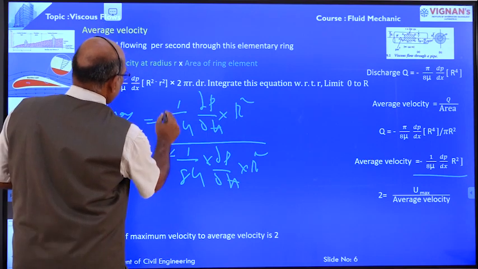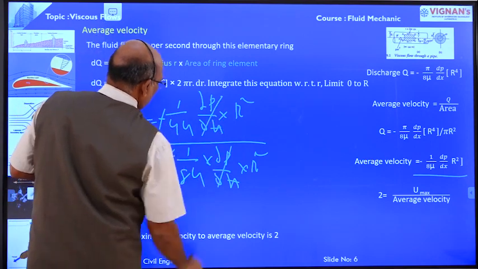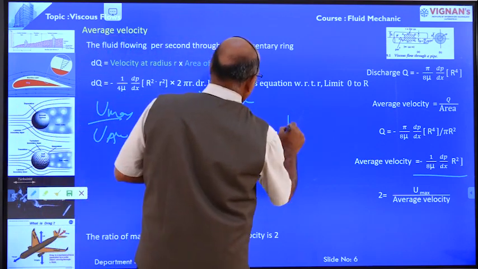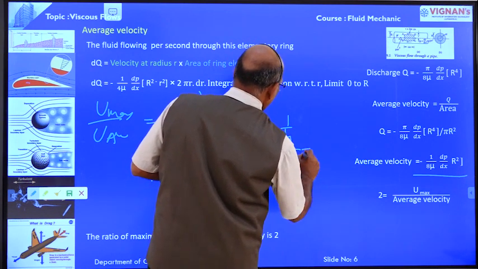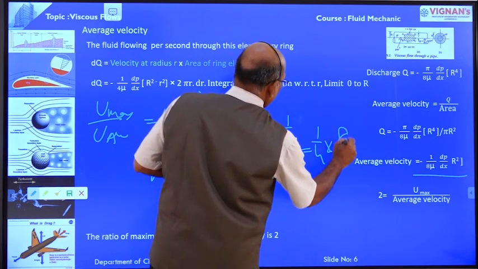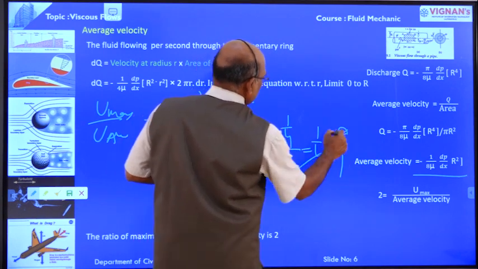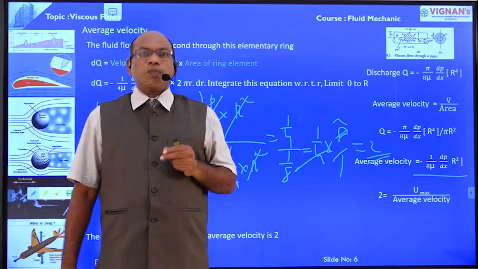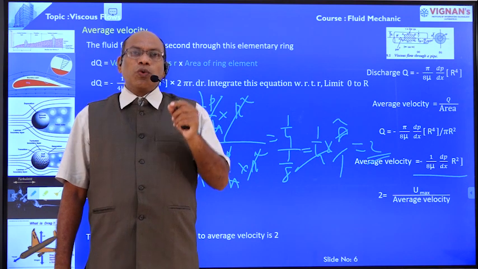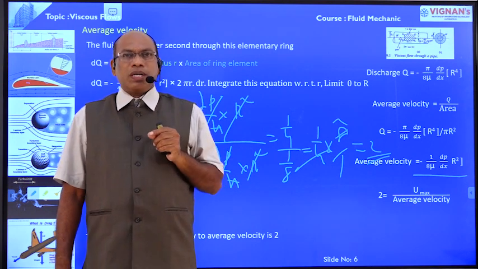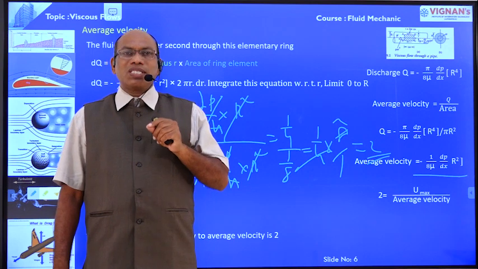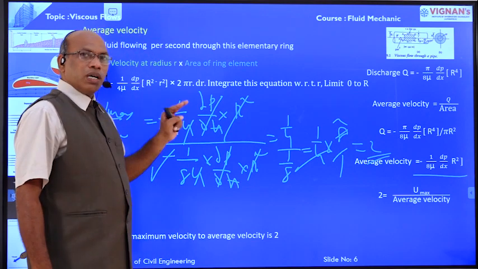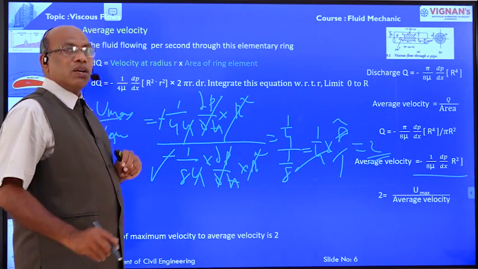Right, here minus cancels, dou p by dou x cancels, r square cancels, mu is also cancelled. That is equal to 1 by 4 divided by 1 by 8, that is 1 by 4 into 8 by 1. 4 1 is 4, 4 2 is 8, so this is equal to 2. In case of pipe flow, viscous fluid flowing through the pipe, the ratio of maximum velocity to average velocity is 2. Right? This is about the relation between the maximum velocity and average velocity.